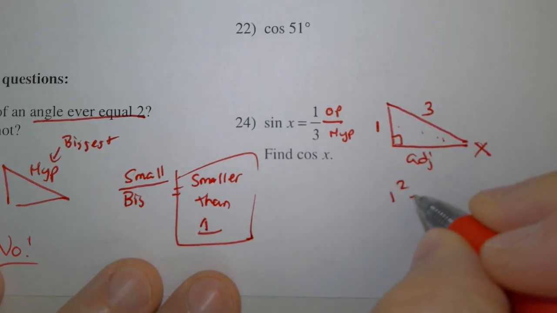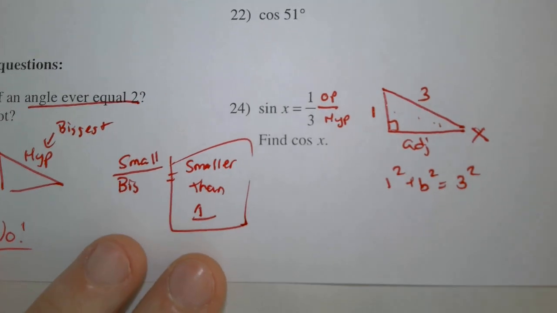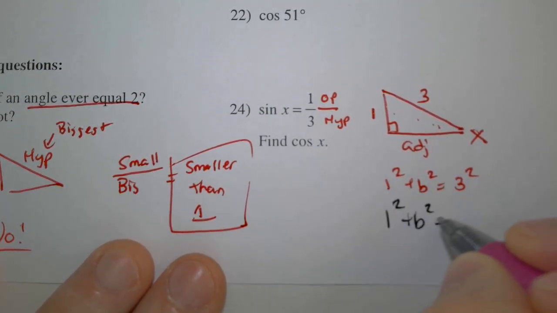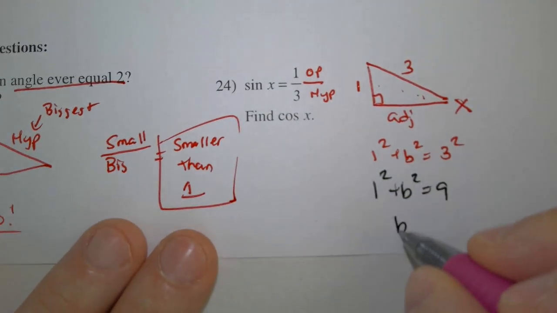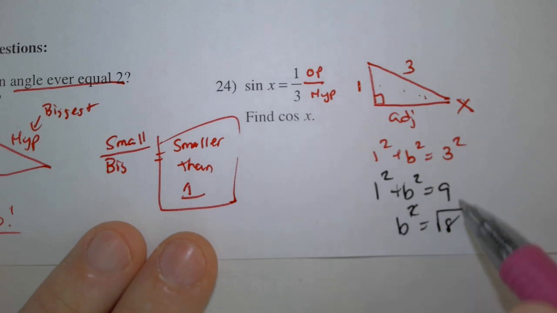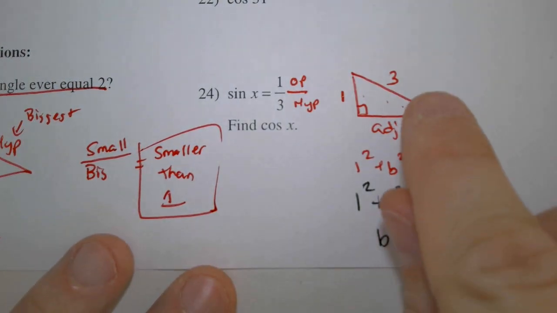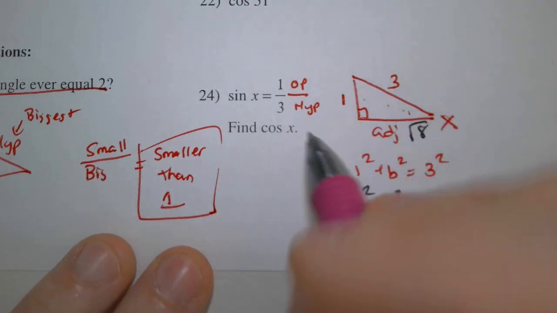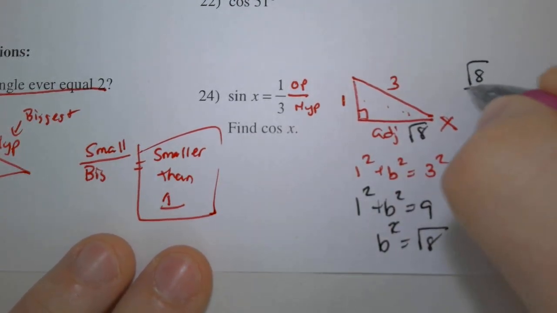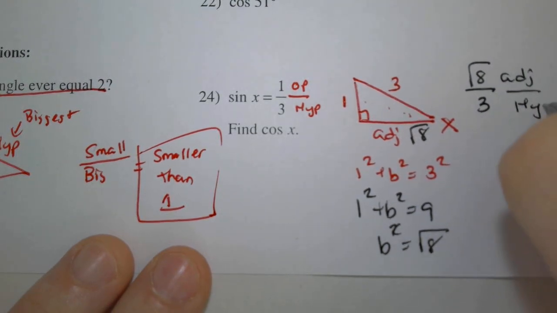You could use the Pythagorean theorem, which is what I'm going to do. But you could have also actually used trig to do it if you know enough trig. But I bet you don't know enough trig yet. You're going to get there, but you don't know it yet. We find out that when we subtract 1, we get the square root of 8 as our adjacent side. And now we can find cosine of angle x is going to be the square root of 8 over 3, because it is our adjacent over hypotenuse.